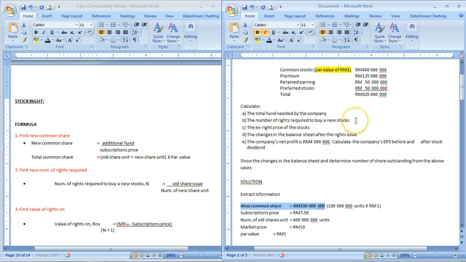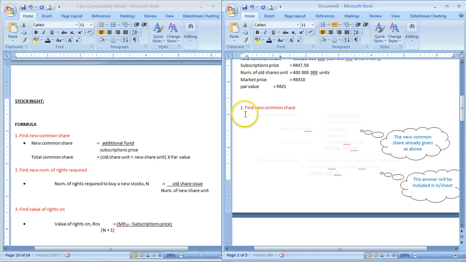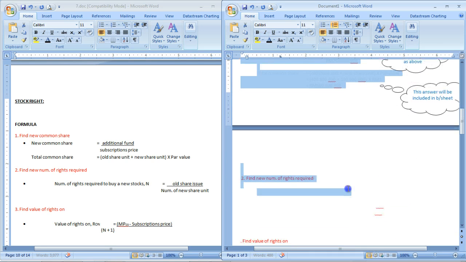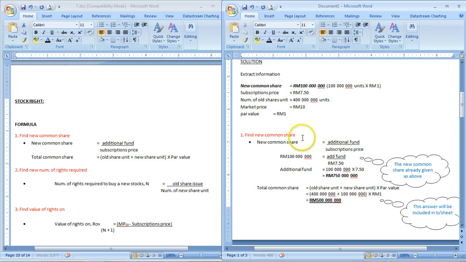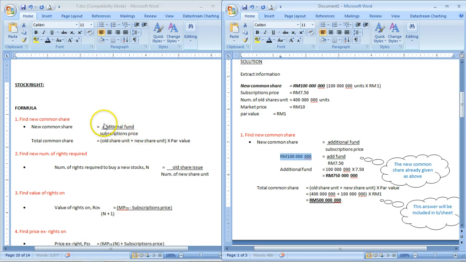But now the question asks you to find the fund needed by the company. For this, you can use the formula that has been provided here. For example, new common share equals additional fund needed divided by subscription price. So you have your common share here, correct? RM100 million equals additional fund divided by subscription price. Just follow the formula here, class.